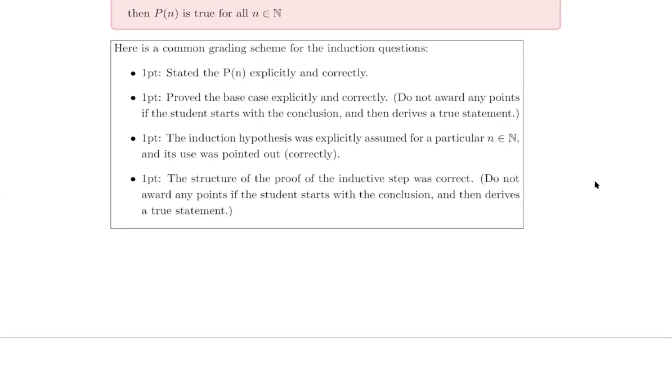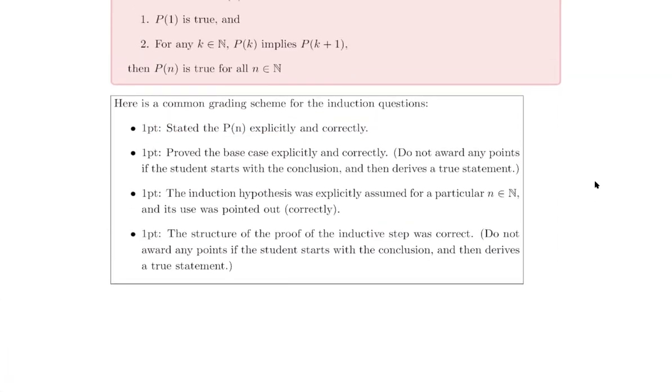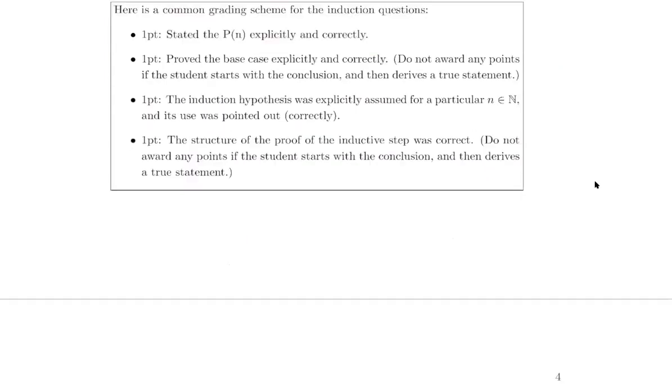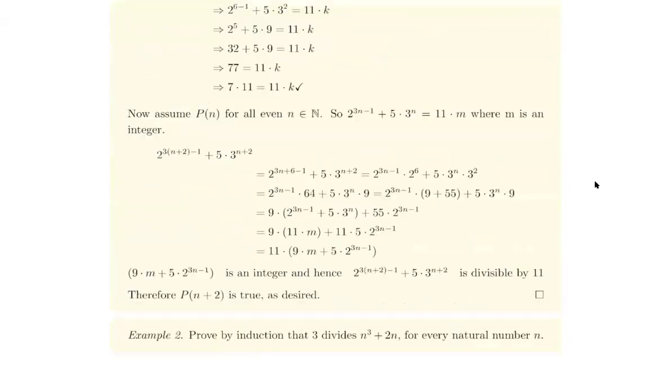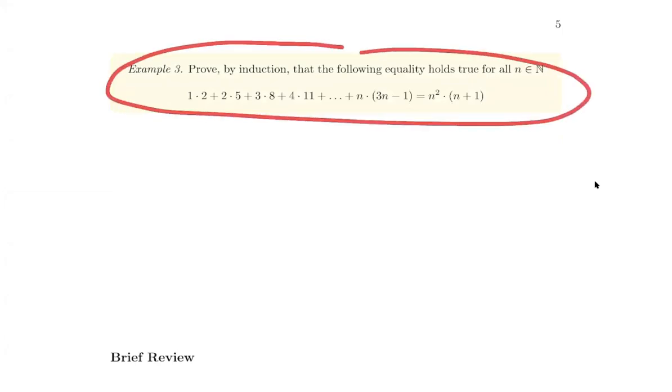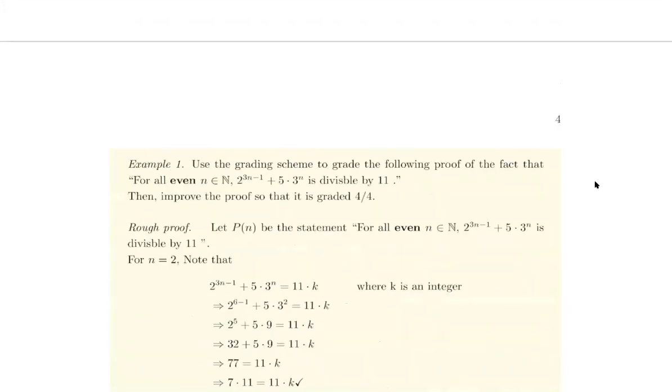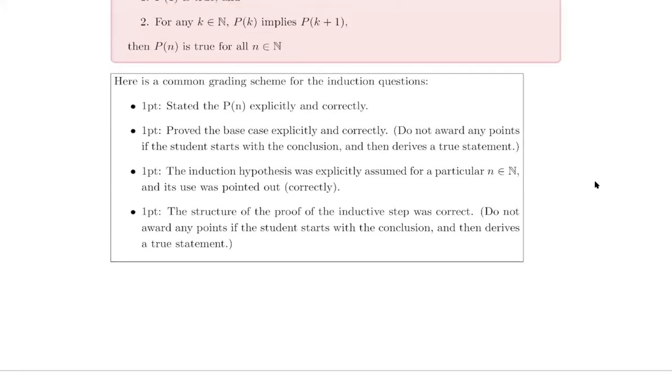The first point is that you stated P(n) explicitly and correctly. So you need to tell me what your predicate is. Let's say you're given a question, let's say they ask you to prove this. You need to tell me what your P(n) is. So that's your first step. We'll talk about how to find that later.